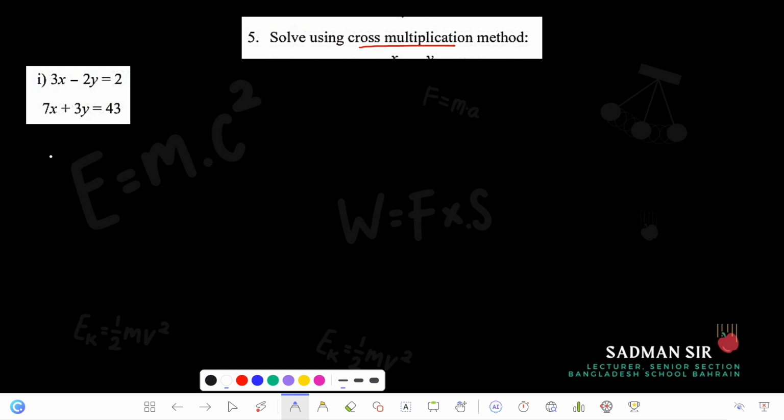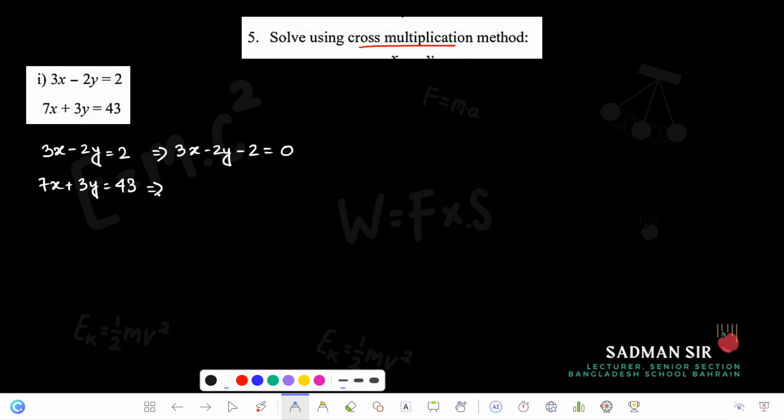method. So the first step that we need to do in order to solve using the cross multiplication method is to ensure that the right hand side of the equation is 0. You can see that the two equations that are given are 3x minus 2y equal to 2 and 7x plus 3y equal to 43. For this equation 3x minus 2y, as I have to make the right hand side 0, this 2 needs to be shifted to the left hand side. So minus 2 equal to 0. As 2 is positive here, if I change the side, it will be negative.